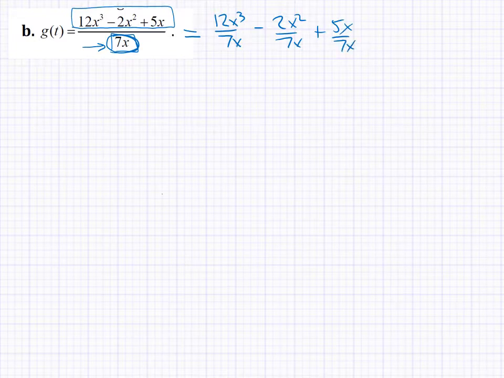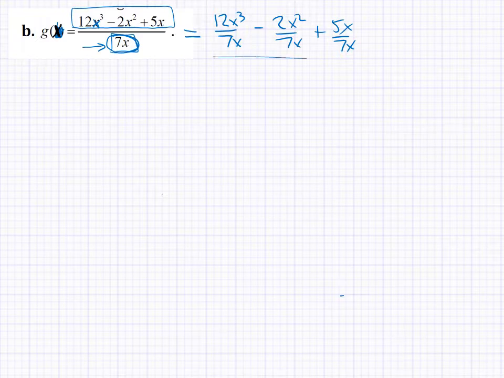A couple of mistakes here. One, g of t. This needs to be an x. G of x, these are x's, so this should be x. Or if this is a t, these should all be t's. So let's change this to an x. Okay, so g of x. So anyway, back to the problem.